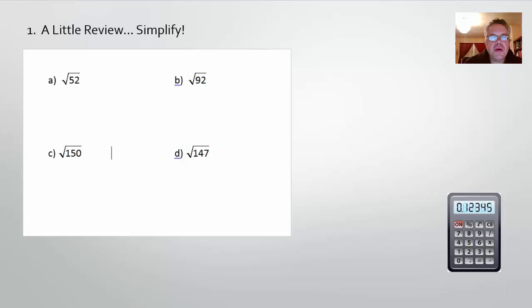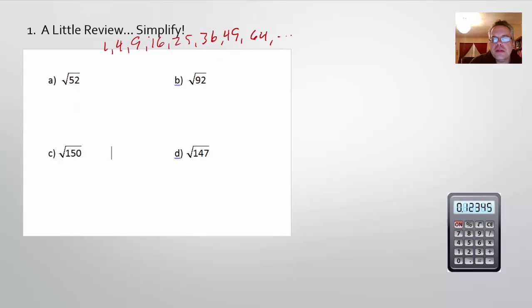We're going to first start by reviewing how to simplify square roots. We did this in class, just need a little practice. Remember, we use the perfect squares. We break the radical up into a square root of a perfect square part and a part that's not a perfect square. The first perfect squares are 1, 4, 9, 16, 25, 36, 49, 64, etc.